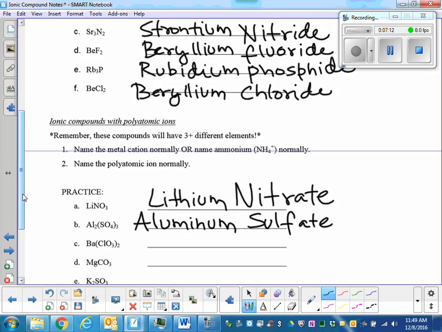Victoria, what is the name of the metal? Barium. What is this polyatomic ion? Chlorate. Do you see the ending is no longer "ide" but ends in the name of the polyatomic ion? Jimmy, you had a question? We will learn that a little bit later. Right now we are just learning to name it, right?